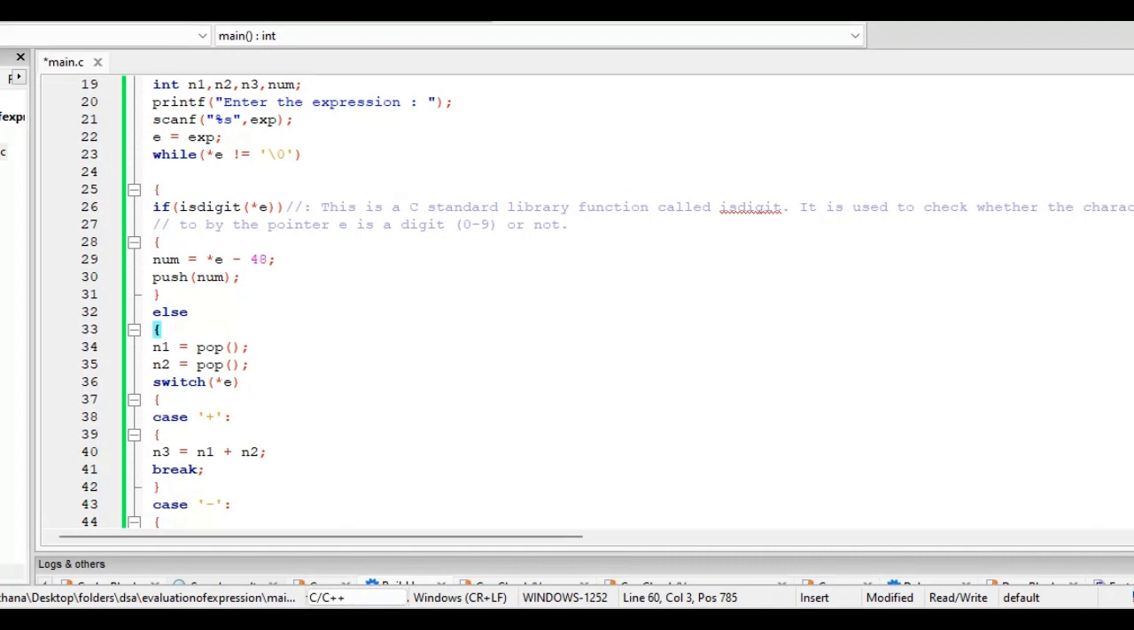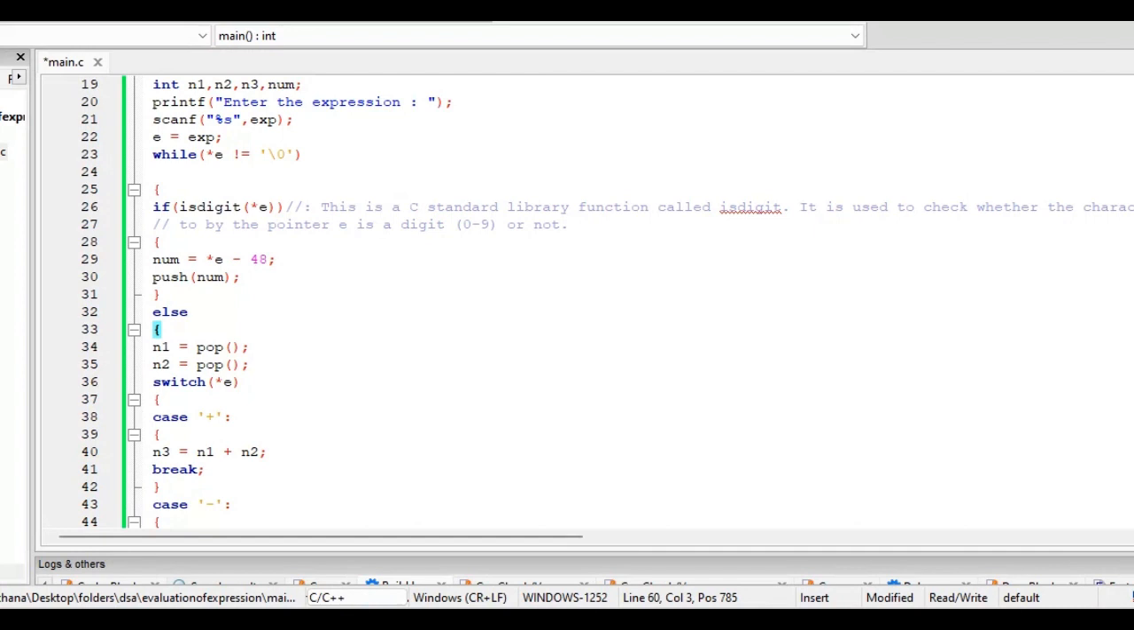Okay, while *e is not equal to null, that is, the value pointed to by e is not equal to null. If it is null, it means the loop has ended, right? So while *e is not equal to null, you move into the loop. Okay, when it is not null, you move into the loop. If isdigit of *e, that is, if the character is a digit, as I said in the problem before, it takes only the digits 0 to 9. If that character is between 0 and 9, you move into this if condition.